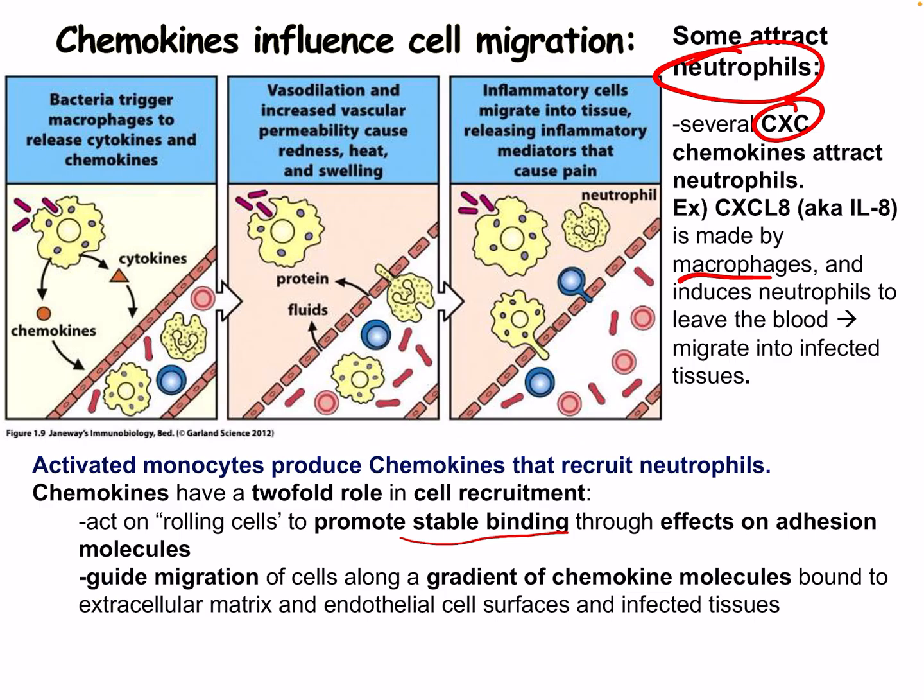Here we can see bacteria trigger macrophages to release cytokines and chemokines. Here are cytokines and chemokines. Vasodilation occurs, and there's increased vascular permeability, which causes redness, heat, and swelling. Inflammatory cells migrate, including neutrophils, and I believe that is a macrophage, into the tissue, releasing further inflammatory mediators that can cause pain and even attracting more cells.